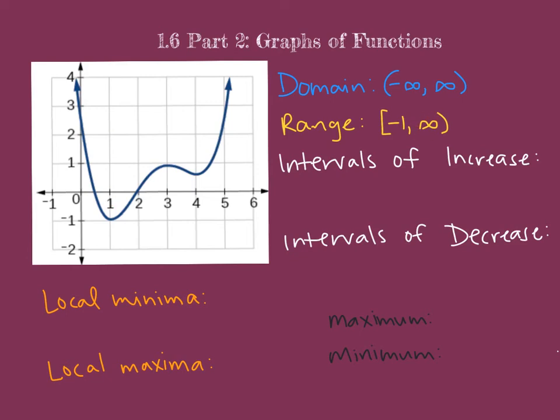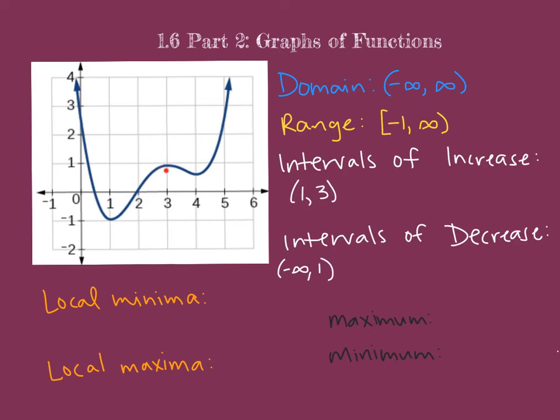For the intervals of increase and decrease, you want to read the graph left to right. The leftmost x value is negative infinity, and then we're decreasing, decreasing, decreasing until we hit when x is 1. So that is our first interval of decrease, from negative infinity to where x is 1, because our graph is going down. Then from when x is 1 until when x is 3, right here, we are increasing. Our graph is going up. So that's an interval of increase from when x is 1 until when x is 3.